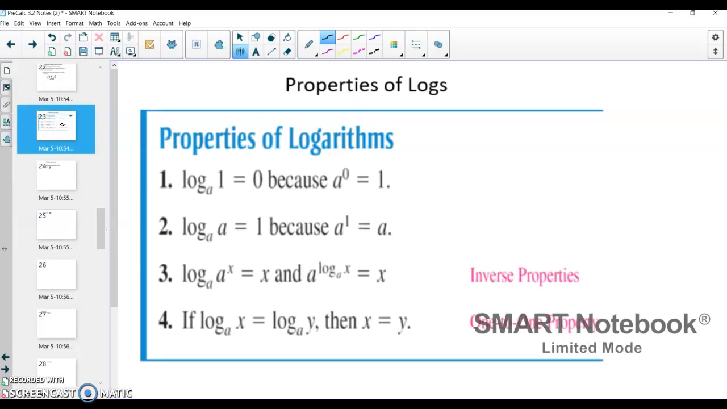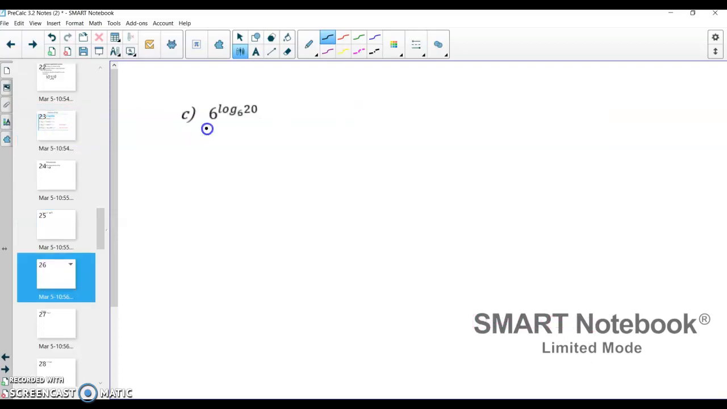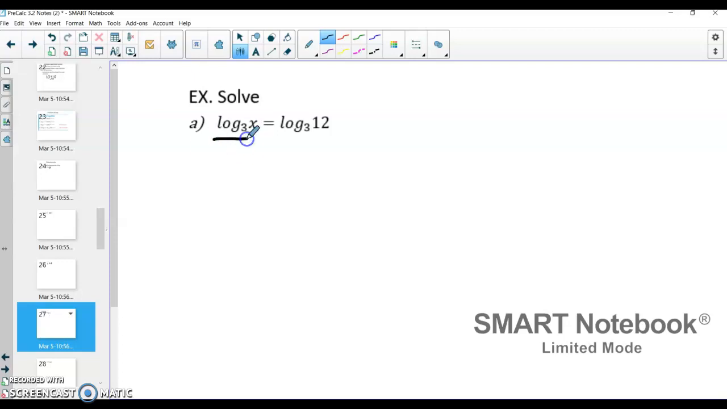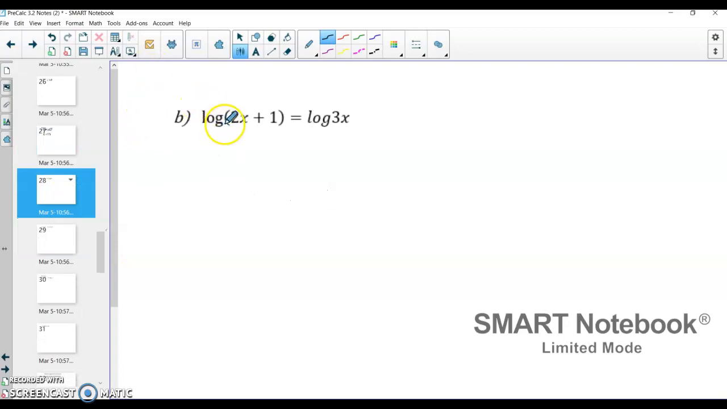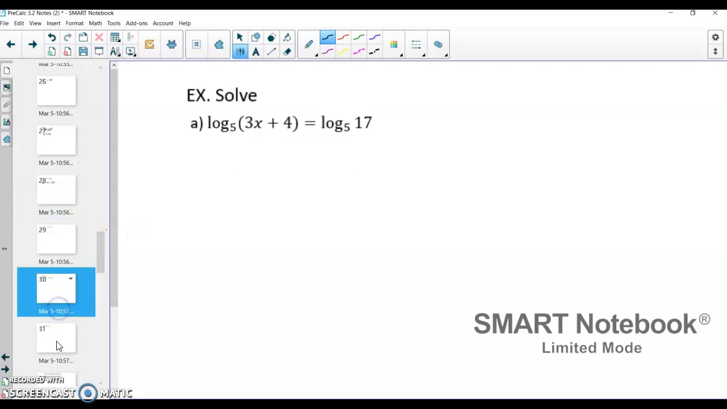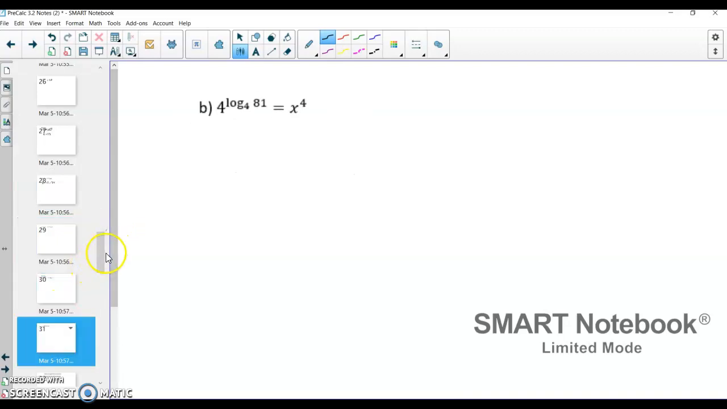Okay? We also have these ones here, where we have 6 to the log base 6. It's pretty much like they cancel, and this is just going to equal 20. Here, since we have the same logs, log base 3 equals log base 3, we just set these equal to each other, so x and 12 get set equal, and so x equals 12. Here, again, this is log base 10, so we set them equal to each other, 2x plus 1 equals 3x, and we solve for x. Same kind of thing for the rest of them, just using that one-to-one relationship.